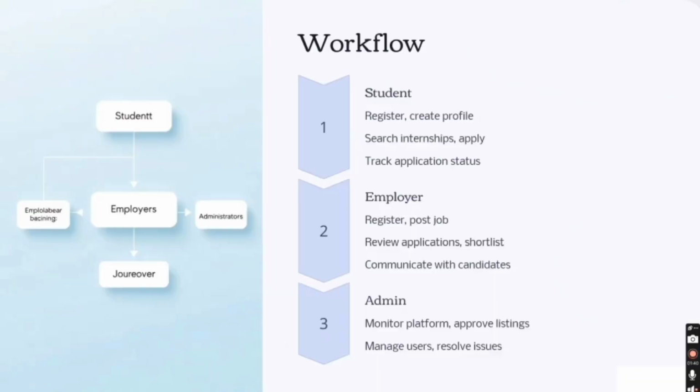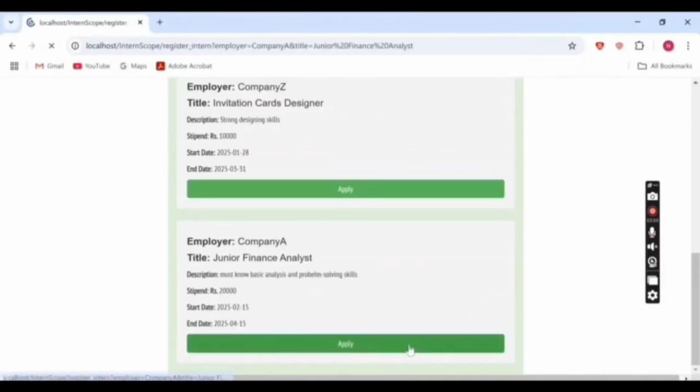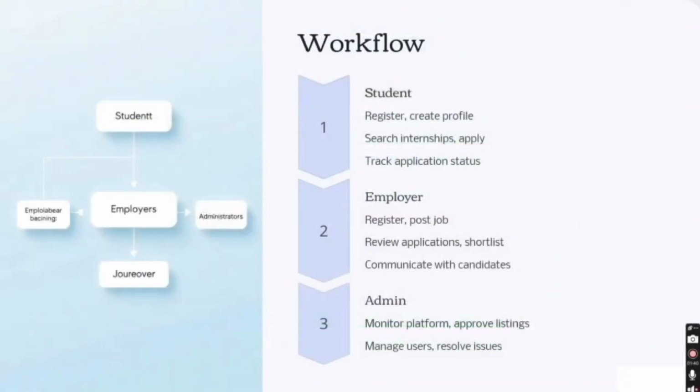And finally, let's walk through the step-by-step process of a student applying for an internship through InternScope. The student registers and creates a profile, searches and applies for the internship, then the employer reviews the application and shortlists the candidates. The communication process takes place between the employer and the student. The admin oversees the platform operations to ensure smooth functionality. This structured workflow ensures transparency and efficiency in the hiring process.